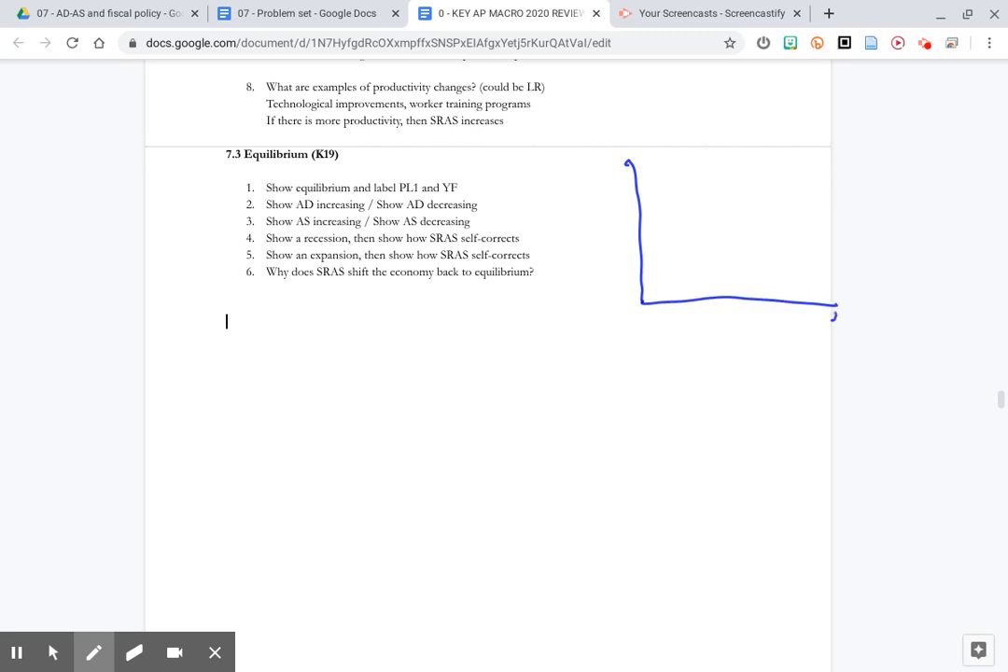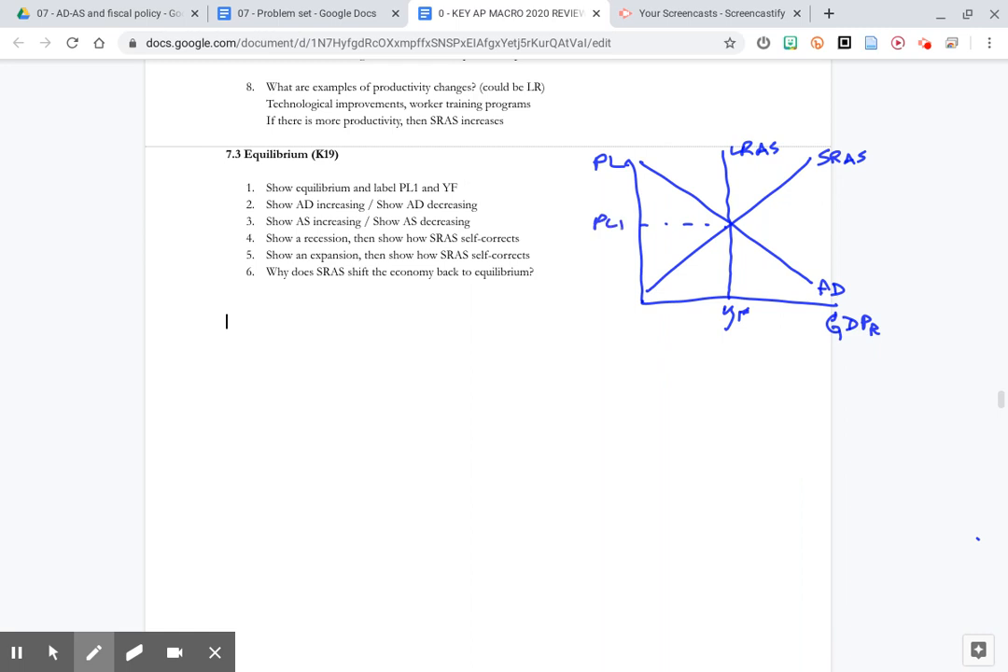Over here, we're going to say GDP R, and then up here, we're going to say price levels. And then we've got a downward sloping aggregate demand curve, upward sloping short run aggregate supply, and a vertical line showing LRAS. We've got a YF, full employment, and PL1.